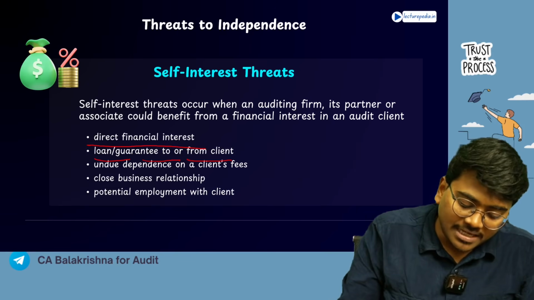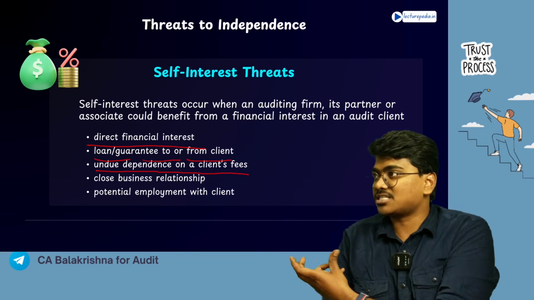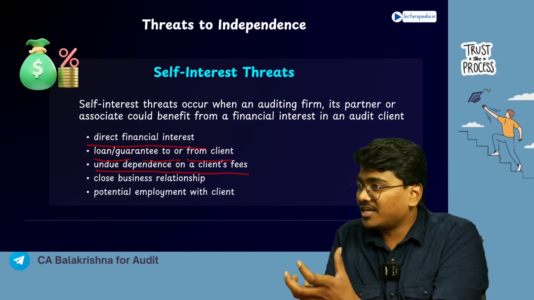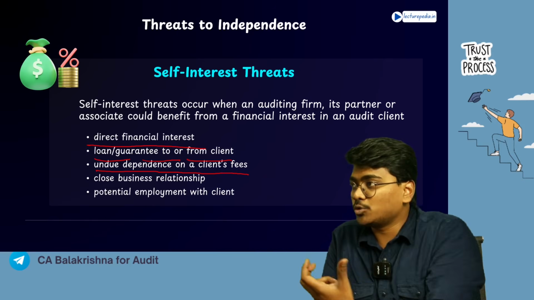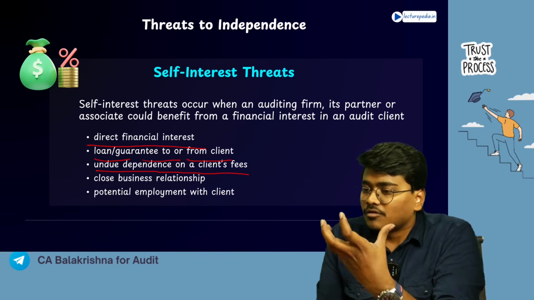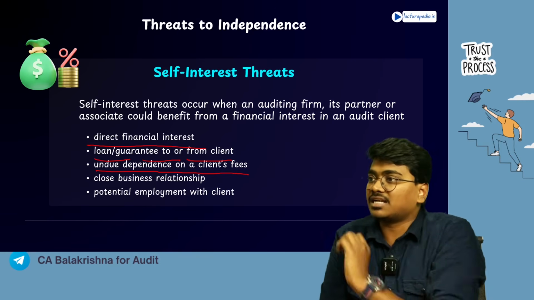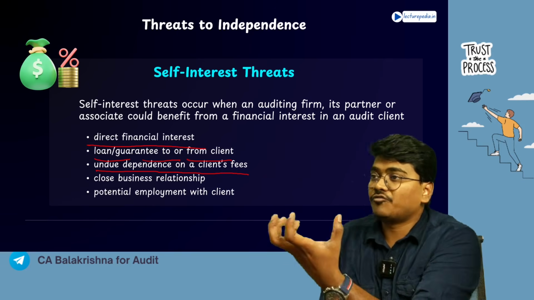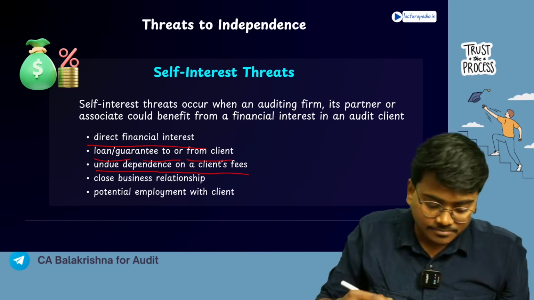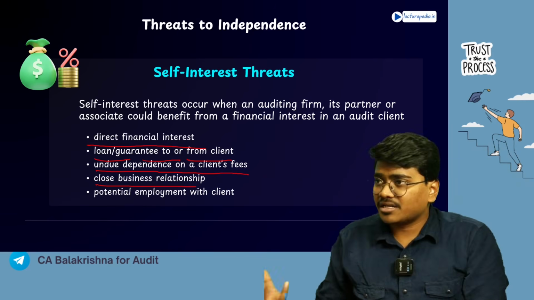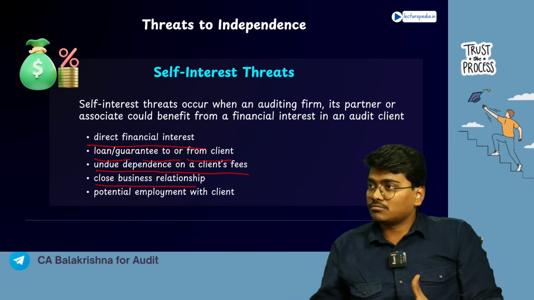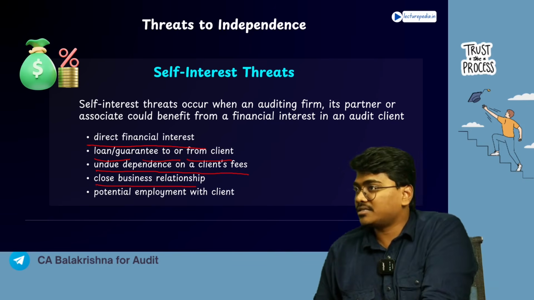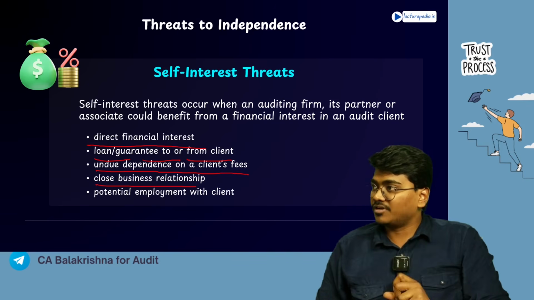Next, undue dependence on a client's fee. This example we have just now discussed, right? You are depending on the fee that a particular client is giving to you. Of the total fee, 50 or 60% of the fee comes from a single client. That means you are dependent on that client for the revenue of your firm. Got it? Next, close business relationship with the client. You and the client are doing some other business, that will create a business relationship between you and the client. Again a self interest threat will occur.